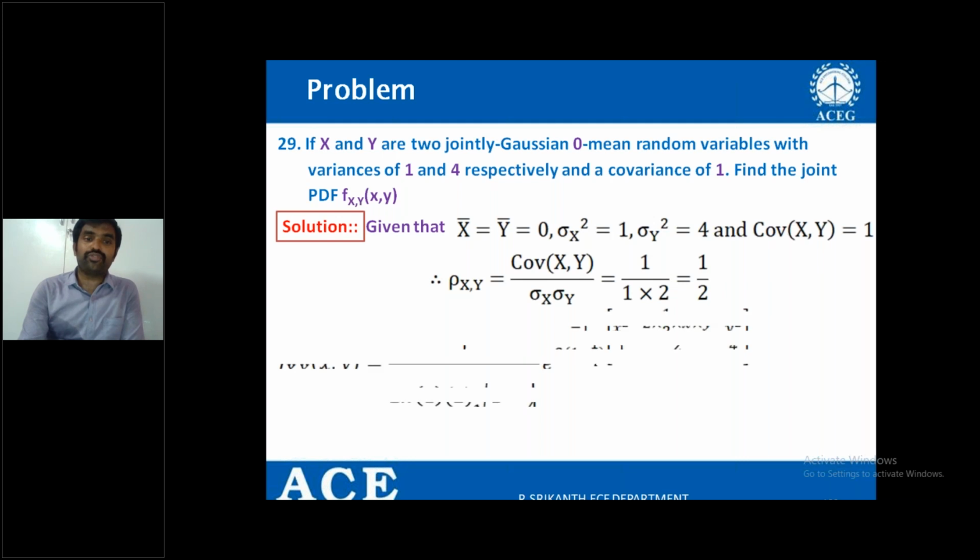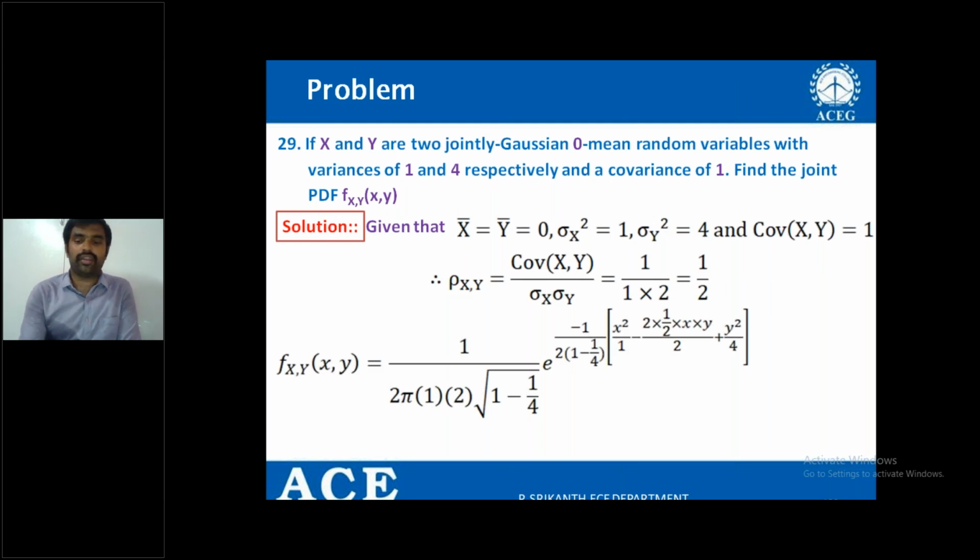And directly if I substitute in the equation, what is the equation here? We know the definition of the density function: 1 by 2 pi sigma x sigma y under root 1 minus rho square. In the place of rho I have 1 by 2. In the place of sigma y I have 2, as sigma y square equal to 4, sigma y is 2. Sigma x square equal to 1, therefore sigma x equal to 1, into e power minus 1 by 2 into 1 minus rho square. I'm substituting the rho here.